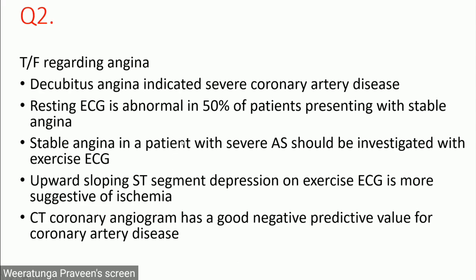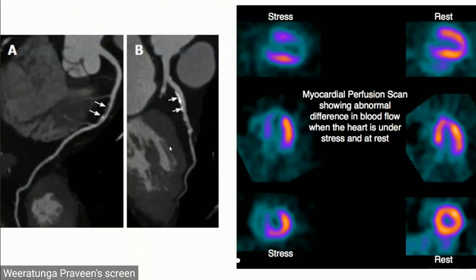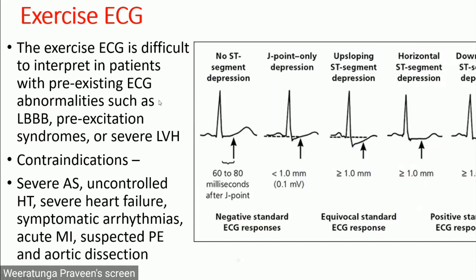Right. So unfortunately, we don't have a lot of these things. Exercise ECG is what we have, right? And remember, there are certain contraindications for exercise ECG. ACS is a contraindication, and I have given all the contraindications, and I will send this to you as soon as we finish today's class so that you can go through, right? So these are all contraindications, AS, etc. The exercise ECG is very difficult to interpret if they have pre-existing ECG abnormalities, like left bundle branch block, for example. It is very difficult to interpret in that situation.